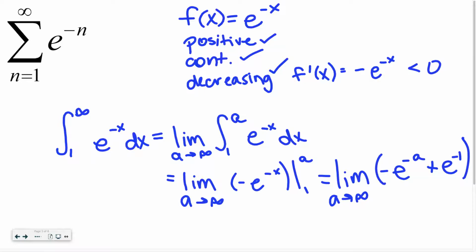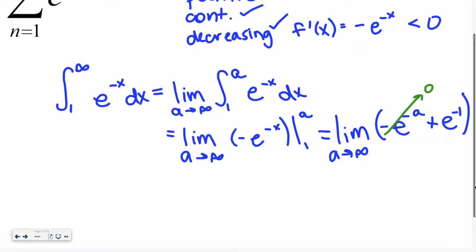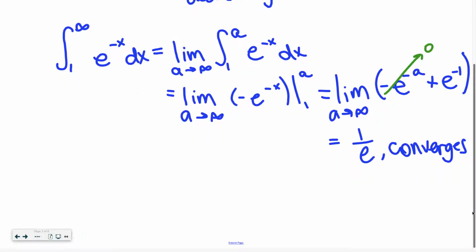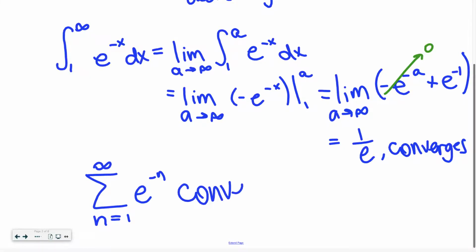Negative e to the negative a. What does that approach as a approaches infinity? 0. So our integral is 1 over e. Since we have a value, we know that our integral converges. And if our integral converges, then our infinite series converges by the integral test.